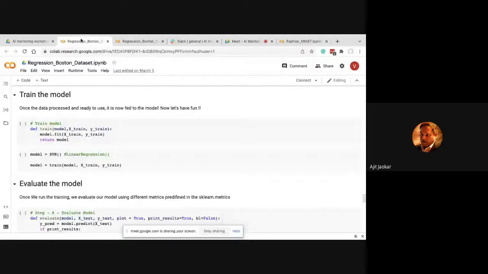I can present the Boston dataset regression. Yeah, go ahead. Sorry, who is this? Vivek. Yes, please, Vivek, go ahead. Can you all see my screen? Yes, it's coming through now.